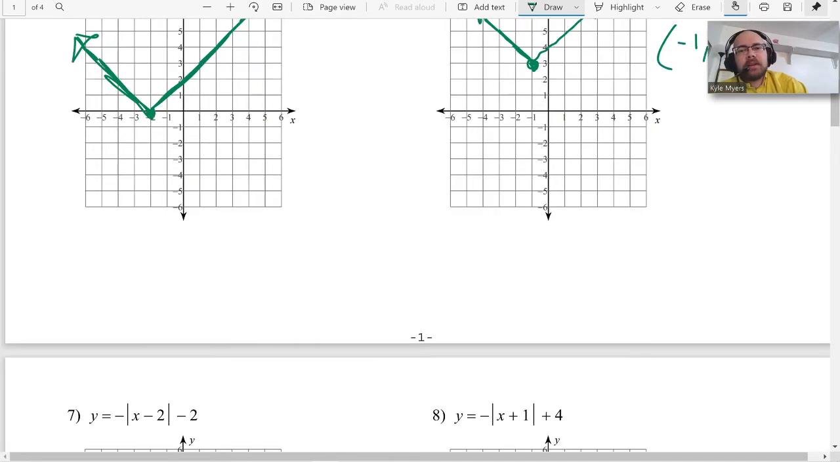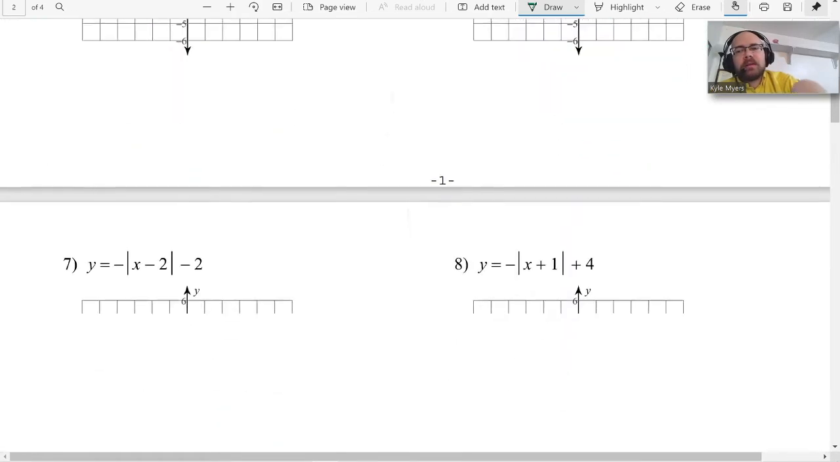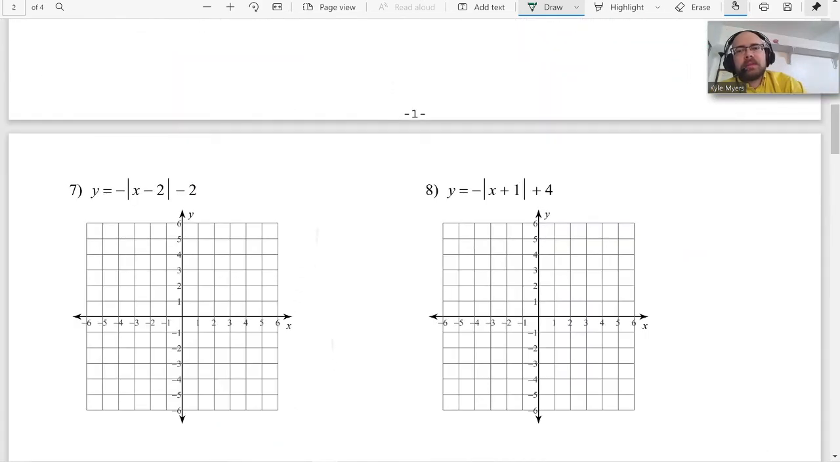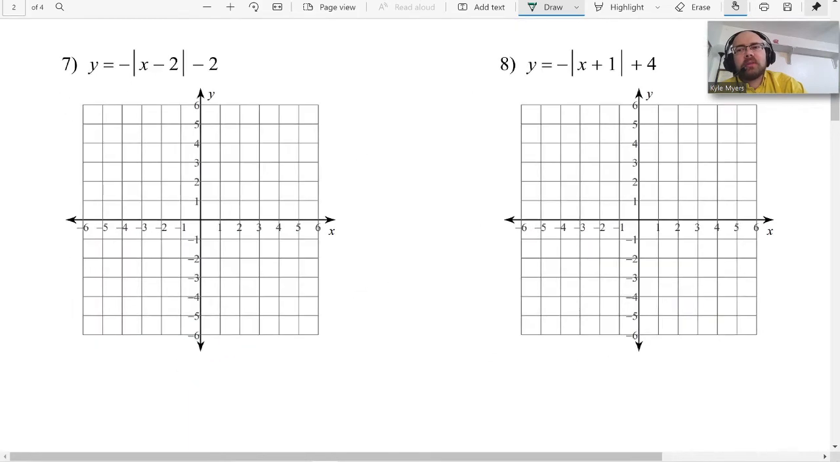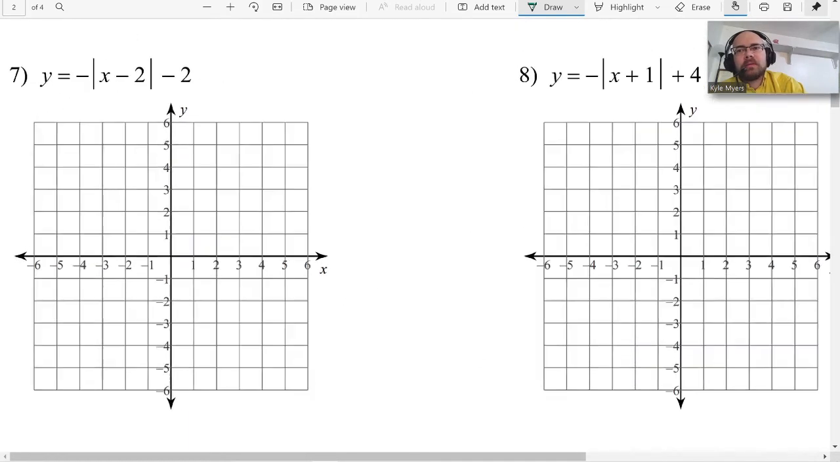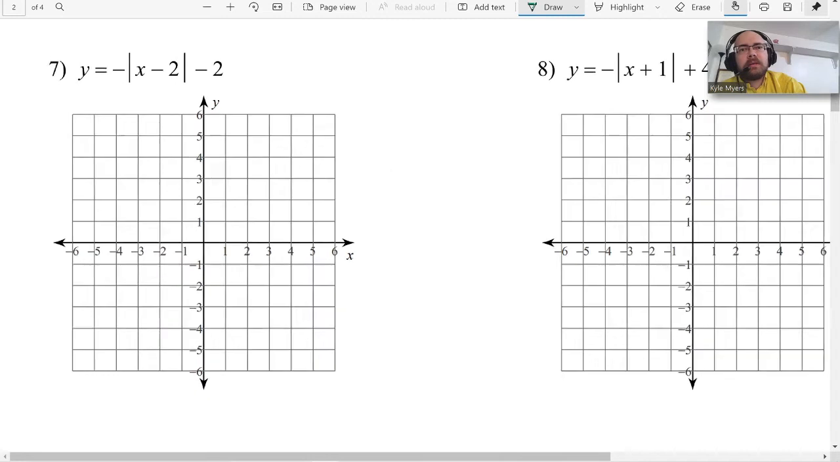All right. We're already on to the next page here. So I'm going to go to number 7. Sorry, I had to scroll a little bit. I'm scrolling with my hands here, so just doing everything with my hands.